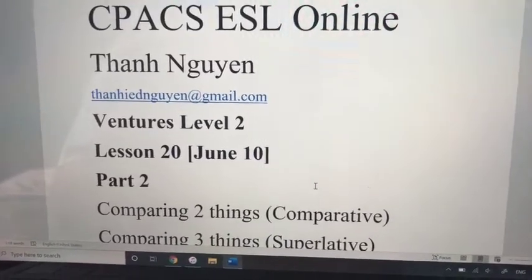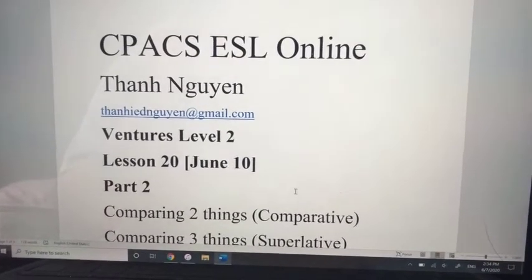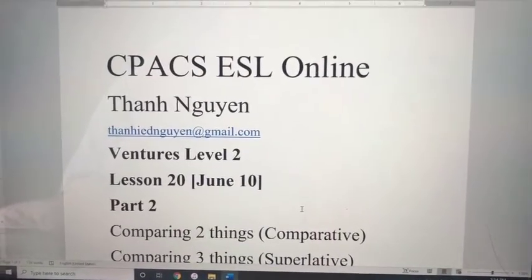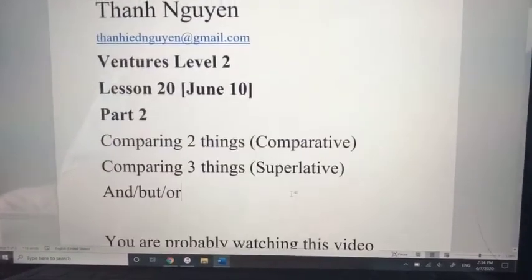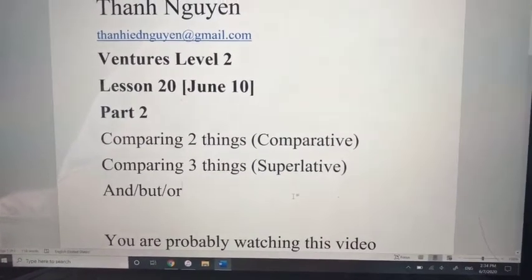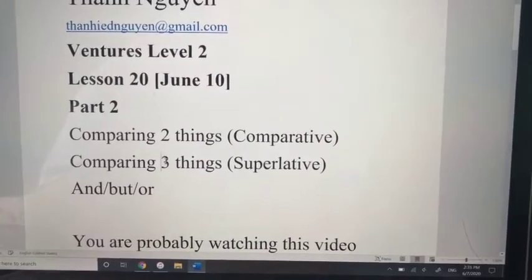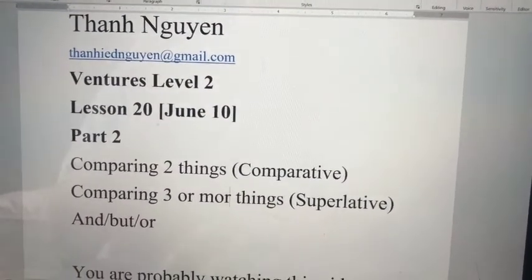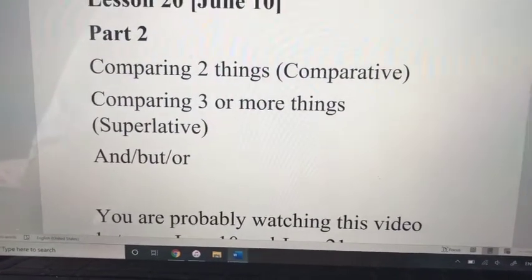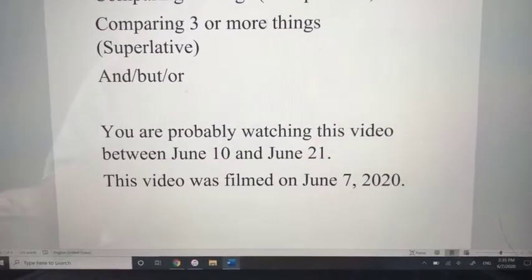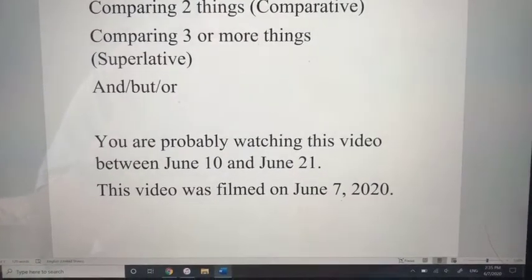This is level 2, lesson 20, which starts on June 10th. In lesson 20, we are reviewing the book for the test next week. This is part 2. In this video, we're going to review comparing two things. We're also comparing 3 or more things. And then we're going to review and, but, and or. You are probably watching this video between June 10th and June 21st. This video was filmed on June 7th, 2020.